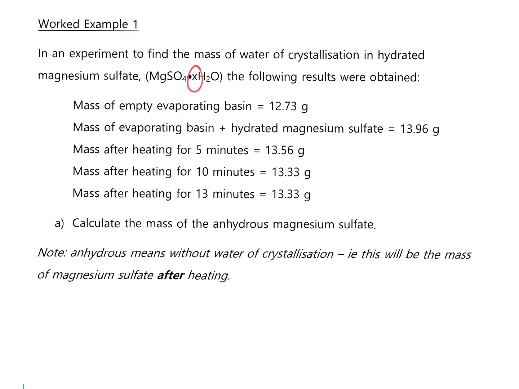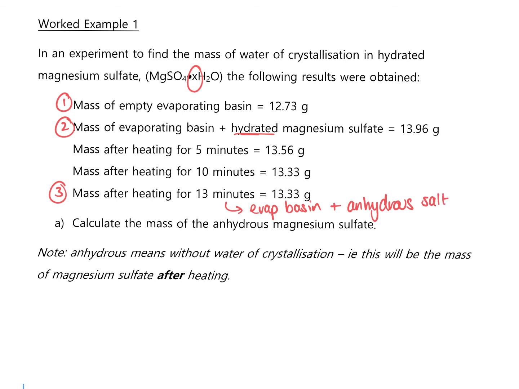So what I'm going to do, a bit like we did with empirical formula, is put numbers beside the important values. We will need to use the mass of the empty evaporating basin. We will need the mass of the evaporating basin and hydrated magnesium sulfate, because that's going to give us the mass of the hydrated salt. And then we will need the mass after heating to constant mass. That's the last mass, mass after heating for 13 minutes. What do we have in there? That's the evaporating basin plus the anhydrous salt. So have a think about what each of these values is representing.